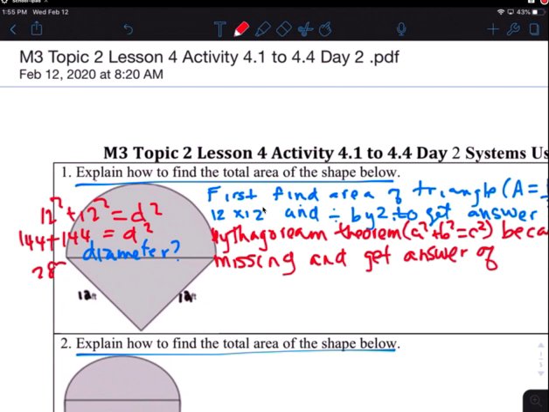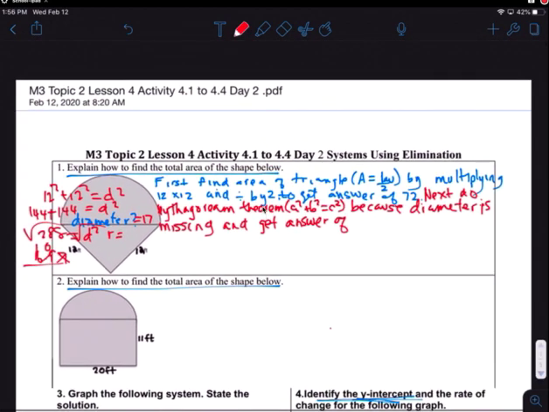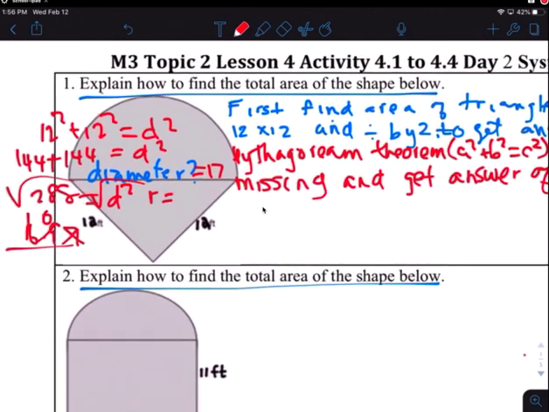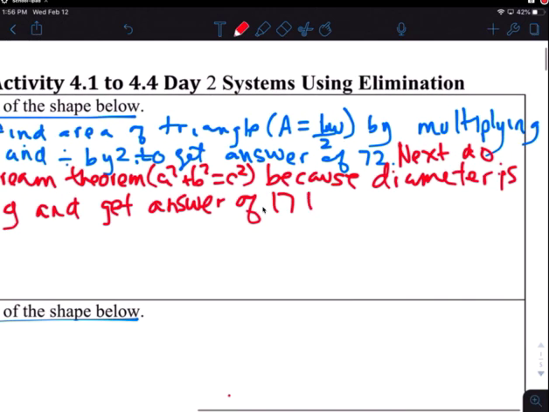Okay, the square root of 288 equals 16.97, that's a 7. The 9 becomes a 10. So it becomes 17. Diameter is 17. Radius then is half of 17. 17 divided by 2, you get 8.5. So the diameter was 17. Therefore, the radius is 8.5.